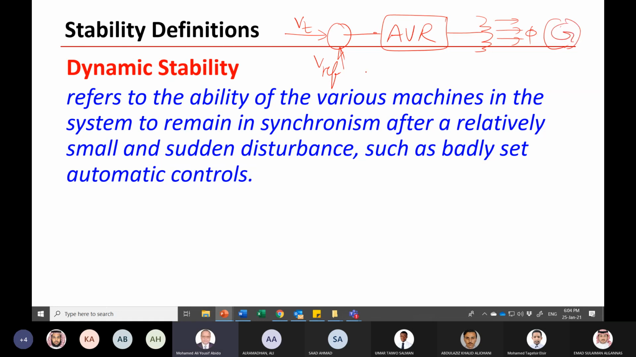Okay. So if badly or suddenly you have some disturbance here in V reference. V reference was 1.0 and it goes to 1.1. And maybe due to the necessity of the power system operation, you need to increase the terminal voltage of the generator. If you have a voltage problem, if you have low voltage at certain buses, one way to adjust the voltage is to increase the V reference of the generator, right?